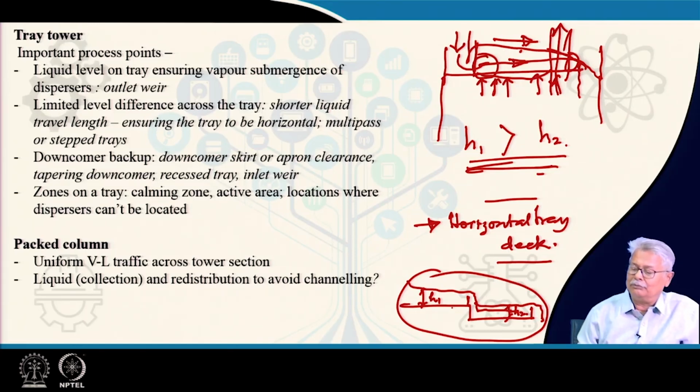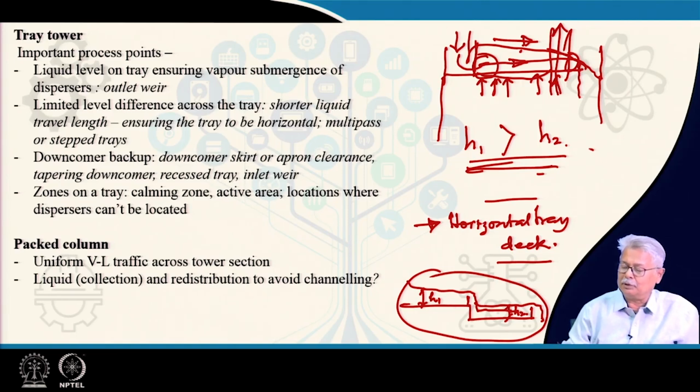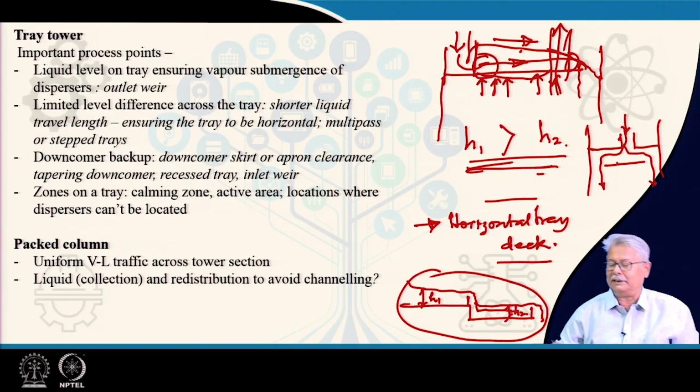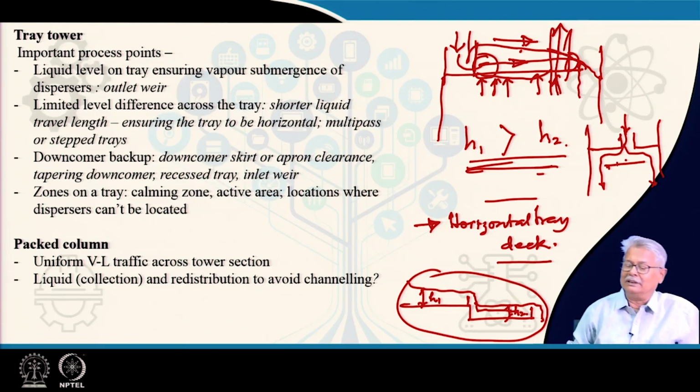By splitting the flow, for example, on one particular tray you have a central downcomer. That means the liquid falls from the upper one like this. It splits into two streams and goes like this. In this case, what happens is basically the path that the liquid has to travel gets halved. The quantity also gets halved. Quite naturally, the difference between H1 and H2 would come down in such cases. So, split flow trays and stepped trays are a solution wherever you have a large difference between the H1 and H2.